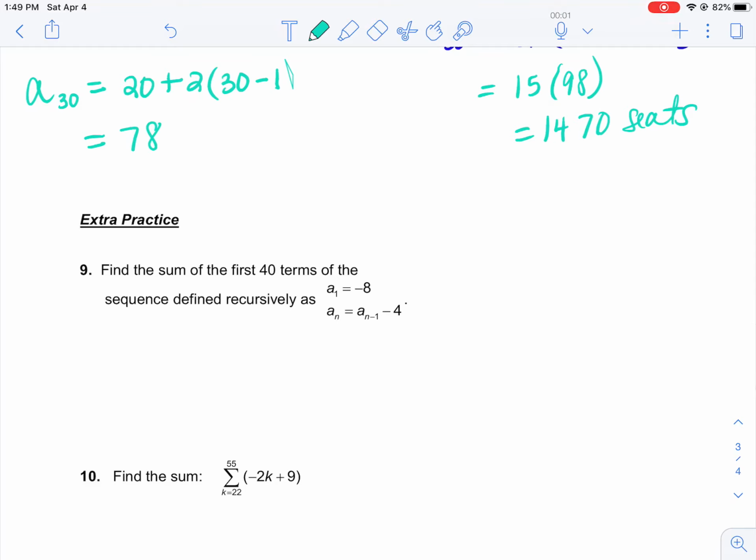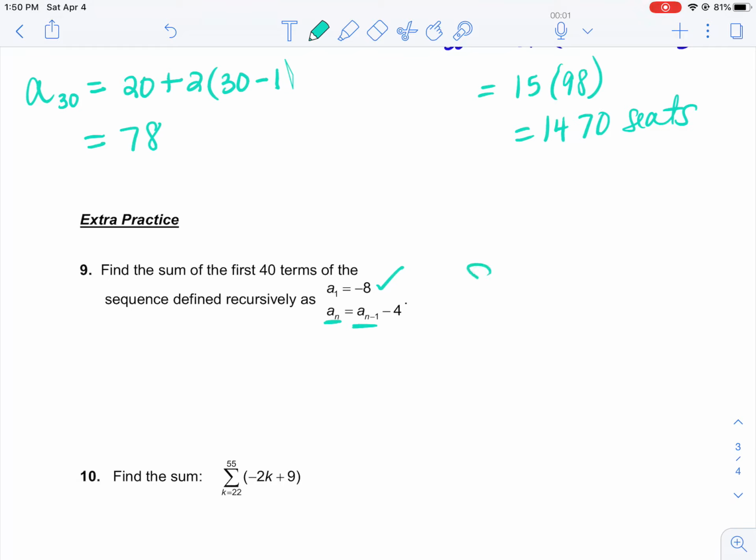Let's go ahead and try some extra practice here. Question number 9, find the sum of the first 40 terms of this sequence that's defined recursively. So a different way of defining this sequence. Our first term is -8. And then in order to find any other term, you do the previous term minus 4.